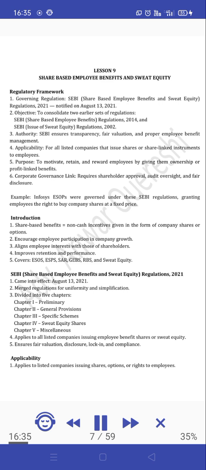Introduction. 1. Share-based benefits equals non-cash incentives given in the form of company shares or options. 2. Encourage employee participation in company growth. 3. Aligns employee interests with those of shareholders. 4. Improves retention and performance. 5. Covers ESOS, ESPS, SAR, GEBS, RBS, and sweat equity.